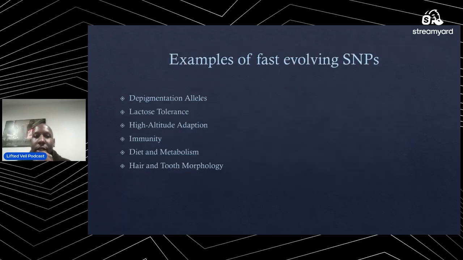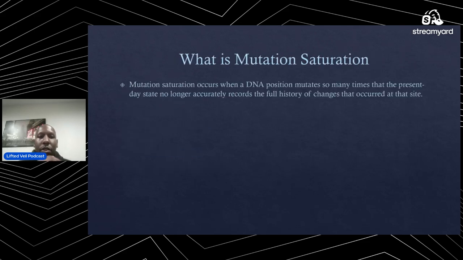Examples of fast evolving SNPs would be depigmentation alleles, lactose tolerance, high altitude adaptation, immunity, diet, and metabolism, inherent to morphology. What is mutation saturation? Mutation saturation occurs when a DNA position mutates so many times that the present day state no longer accurately records the full history of changes that occurred at that site.